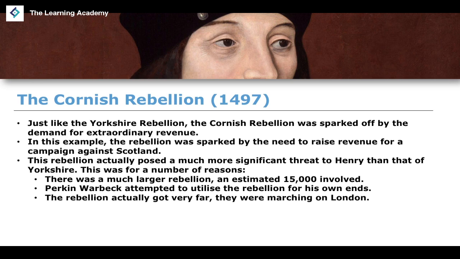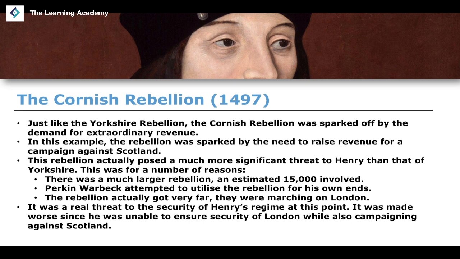It was even more damaging to Henry, because on the one hand it was a significant threat to his regime, but it was also made worse by the fact that Henry had to withdraw the campaign in Scotland, or at least the campaigning against Scotland, in order to ensure the security of London, because this rebellion was sparked by the demand for extraordinary revenue for a campaign against Scotland. So he can't simultaneously campaign against Scotland, sending all of his forces up there, and also defend London against this rebellion of 15,000 people. So this was another reason why this was a significant rebellion.